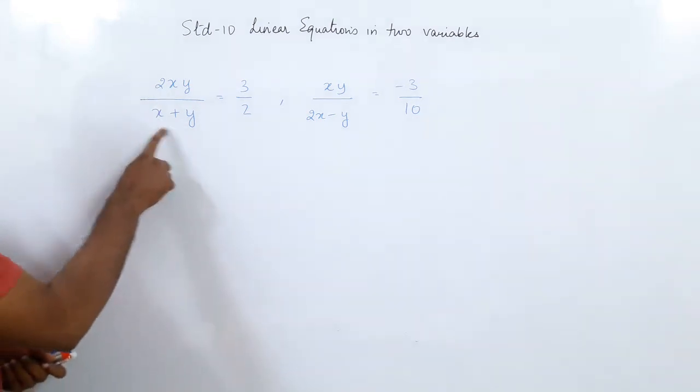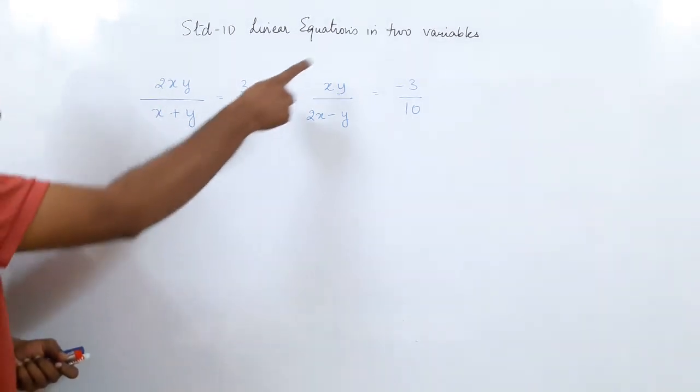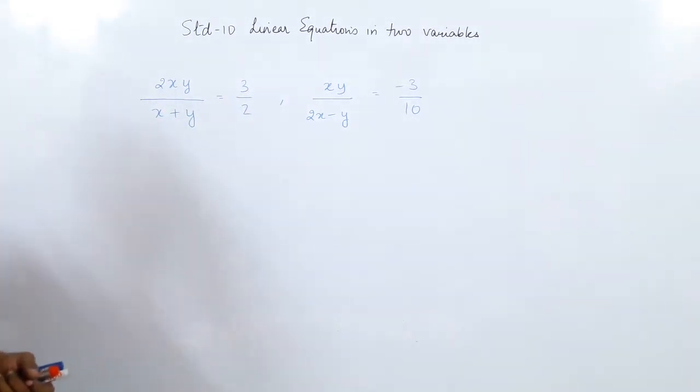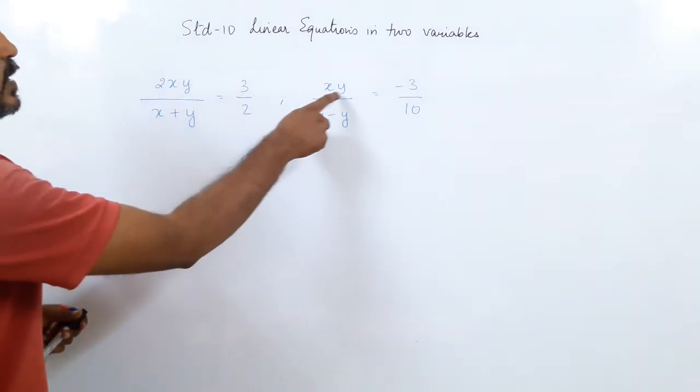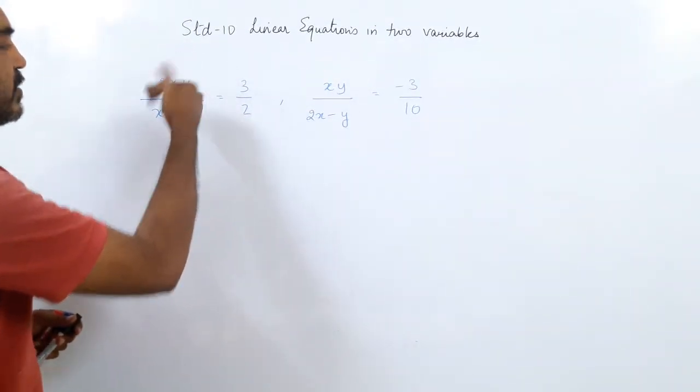What do we take? Can we take let 1 upon x plus y equal to p, let 1 upon 2x minus y equal to q? That will not work here. That method will not work here. So we have to think of something new. So I'll now show you the method. This is a new type of sum, but we have covered almost all the different types of sums. So let us see how we will solve this sum. We have got xy here and xy here, we should have that in the denominator.